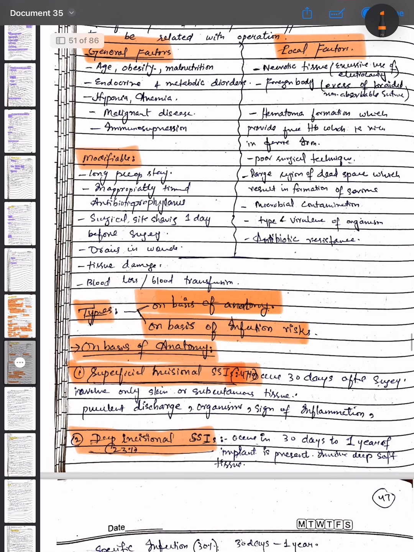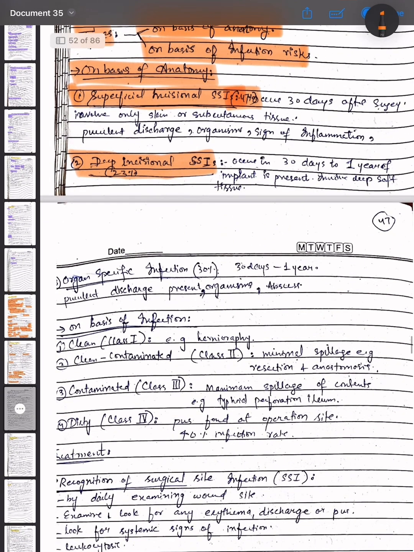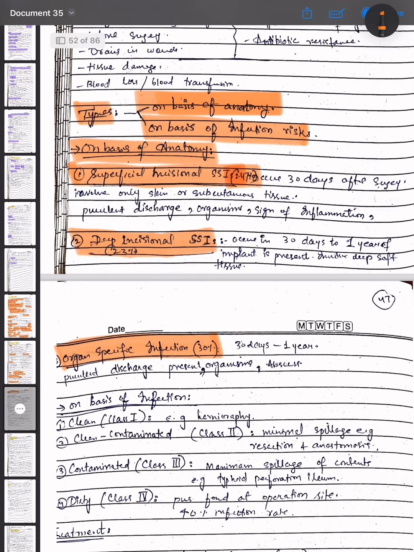Deep incisional surgical site infection occurs within 30 days to 1 year if an implant is present and involves deep soft tissues. The third one is organ specific infection, which is 30%, and it occurs in 30 days to 1 year. Purulent discharge is present, organisms are present, and abscesses form. So this was the classification on the basis of anatomy.